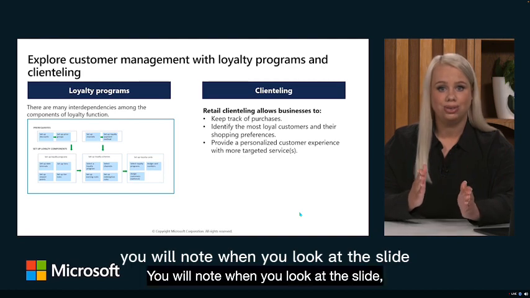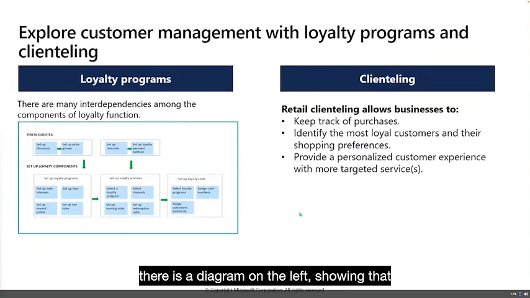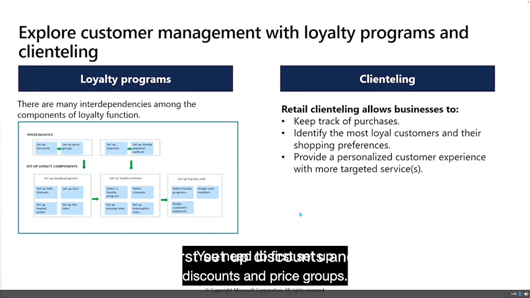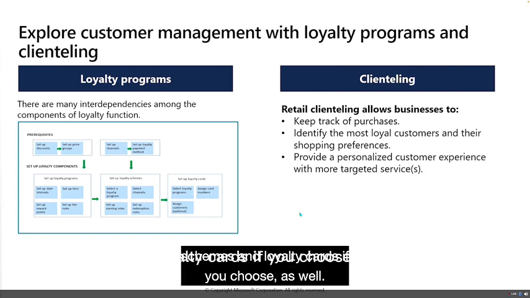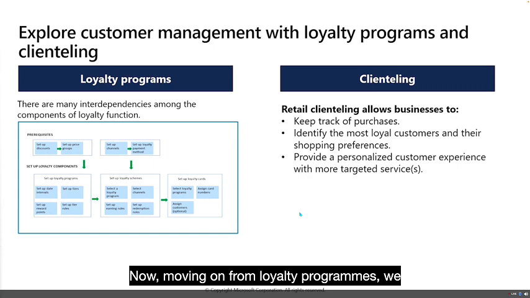You will note when you look at the slide there is a diagram on the left showing that there are certain prerequisites to satisfy before you set up the loyalty program. You need to first set up discounts and price groups. Then separately, you set up the channels and the loyalty payment method. And then from there, you can proceed with setting up loyalty programs, then loyalty schemes and loyalty cards if you choose as well.